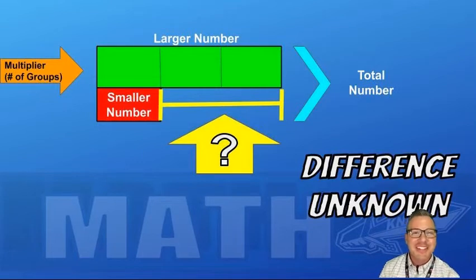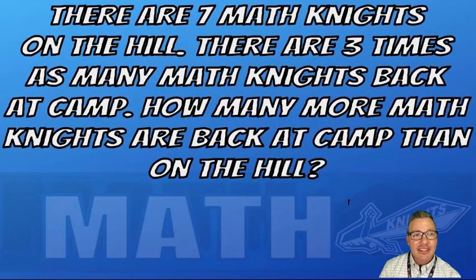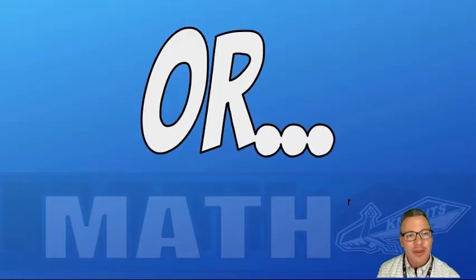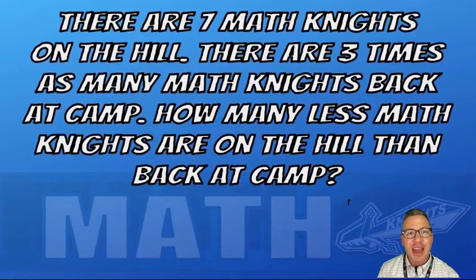What if the difference is unknown? The problem may sound like this. There are 7 math knights on the hill. There are 3 times as many math knights back at the camp. How many more math knights are back at the camp than on the hill? Or the problem may read, there are 7 math knights on the hill. There are 3 times as many math knights back at the camp. How many less math knights are on the hill than back at the camp?